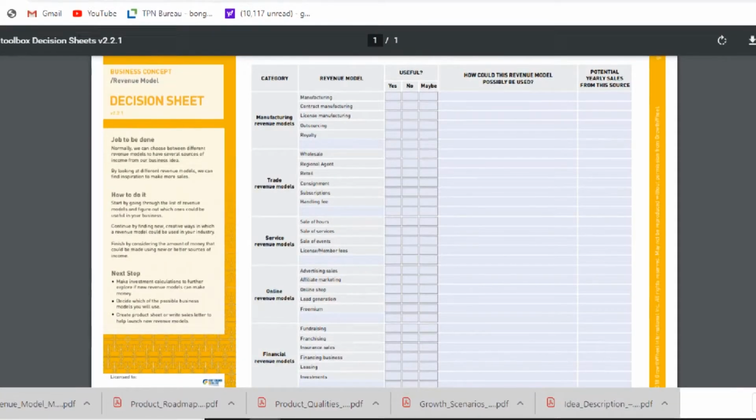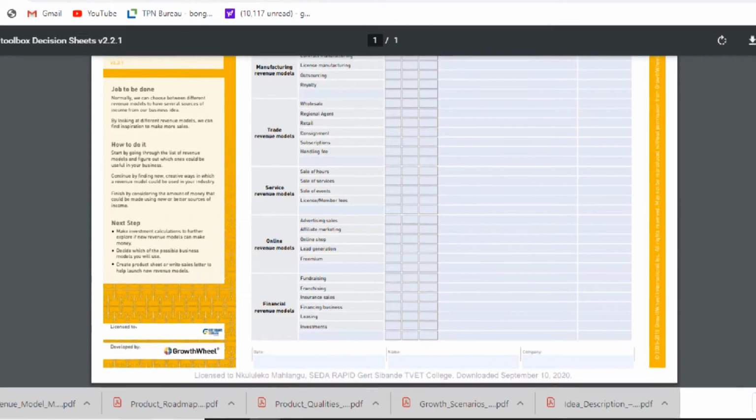The last one I want to discuss under revenue mix is what I call the financial revenue model. Are you going to fundraise your money to be able to start or to run a particular company? Are you also looking at franchising your company? If you want to franchise, you are just holding the rights, then you're allowing other people to come and buy the business from you.